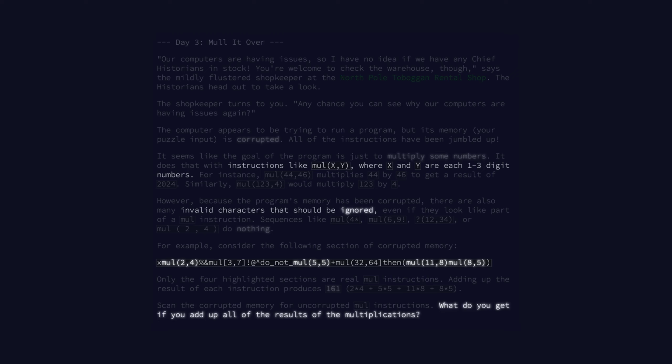We can summarize the problem as, find all the instructions matching this pattern in the string, extract the numbers, multiply them, and sum. Then we start coding. All of the rest of the text that we didn't read is time saved.